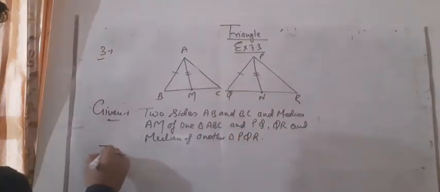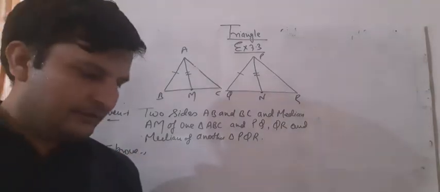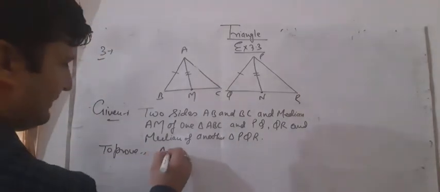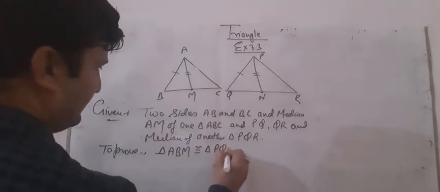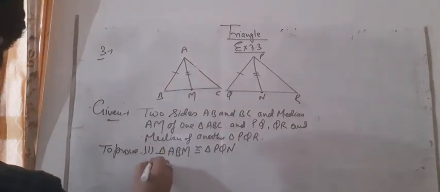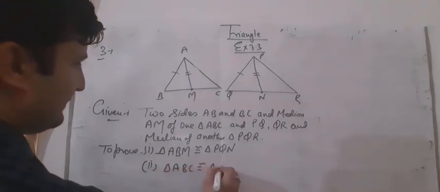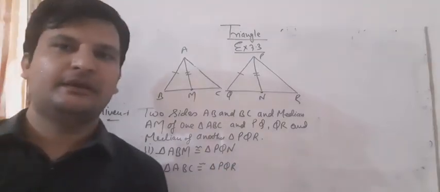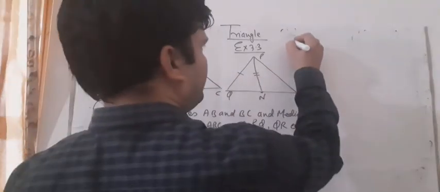It is given. What do we have to prove? We will write it here. To prove: first, triangle ABM is congruent to triangle PQN, and second, triangle ABC is congruent to triangle PQR. How can we prove it? We will write it here. Proof.